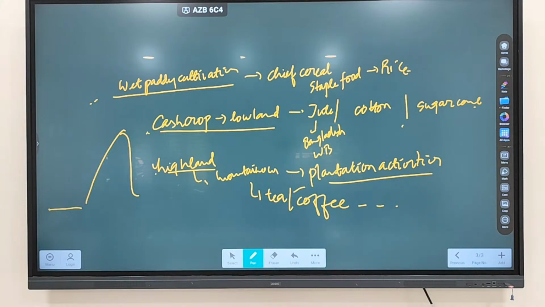So in the lowland region, what are you growing? In the lowland region, you are growing cash crops. While in the highland region, generally what are you growing? Plantation crops. What are plantation crops? Those crops that require a large area and extensive labor, large area, extensive labor, skilled manpower. Those types of cultivation are referred to as plantation cultivation.